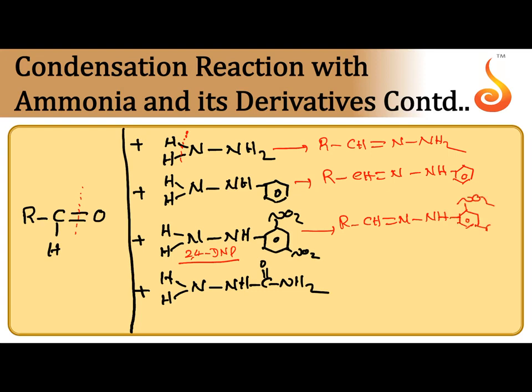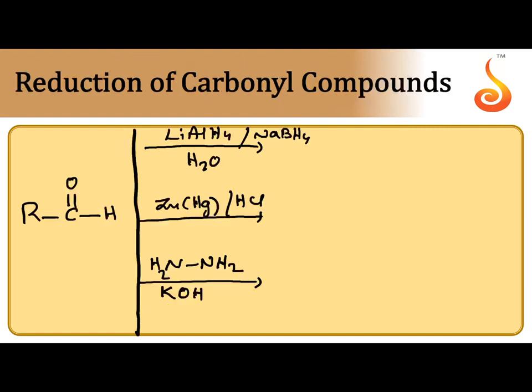At second and fourth positions, NO2 group is present. Semicarbazide condensation, semicarbazone is obtained. This is semicarbazone. So these are all condensation reactions with derivatives of ammonia. Next one, reduction reactions of carbonyl compounds.